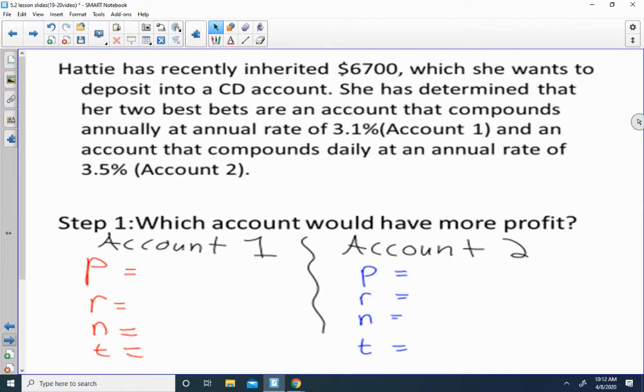And then step 1 says which account would have more profit, or in other words, which account would give her more money. And the best way to determine this is using our compound interest formula to see which one would have more money. So let's go ahead and find all the information we need so we can use that formula that I showed you on the previous slide. So let's first look at the information for account 1.